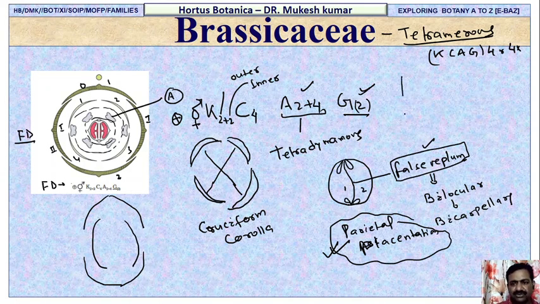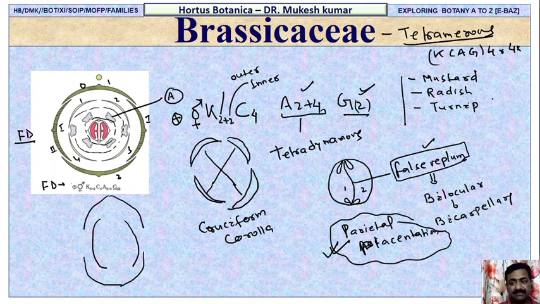And the very most common examples we have are what? Yes, mustard, Brassica campestris. Then we have radish, Raphanus. Then we have turnip, Brassica rapa. These are the very common plants, right? So from Brassicaceae, very common.